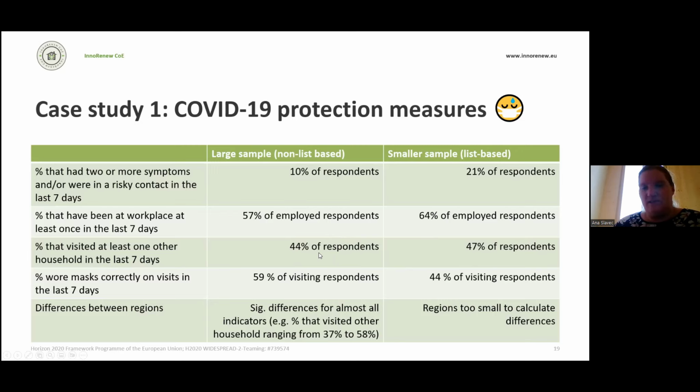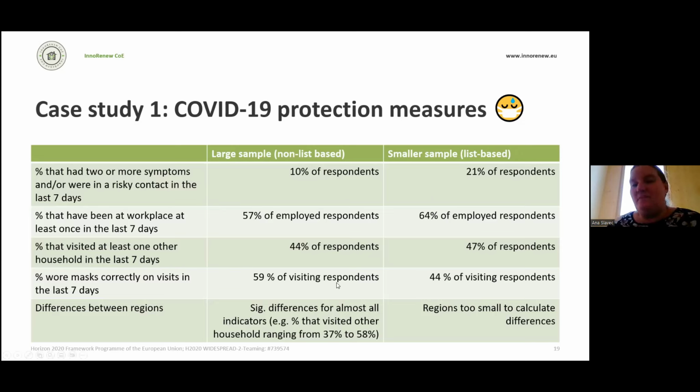Okay, there were also some indicators where there is no difference. And then we have this one, wearing masks. So in this large sample of people who are similar to you as a researcher, we see almost 60% were wearing masks correctly. But when you asked the general population, the marketing panel, the percentage of people who wore masks correctly was just 44%, which we later realized is closer to the real situation in the population.